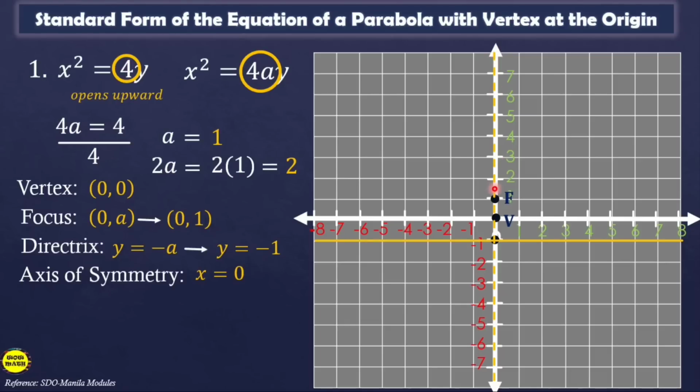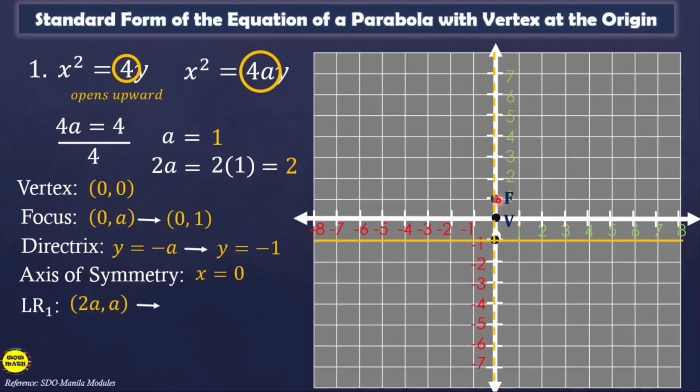Okay? So, after natin kunin yung axis of symmetry, kunin natin yung latus rectum. So, paano natin kukunin yung latus rectum? Pwede nyo gamitin ito, or pwede nyo gamitin yung 2a natin. Since nakuha na natin yung value ng 2a, and that is 2, ibig sabihin, mag-move tayo ng 2 units papunta sa left side at right side nung graph natin.